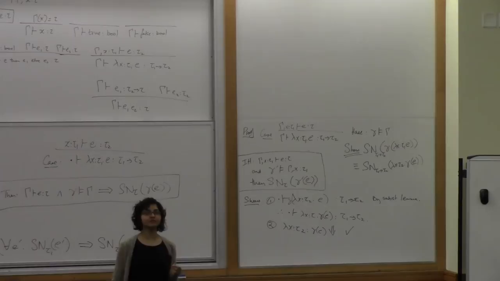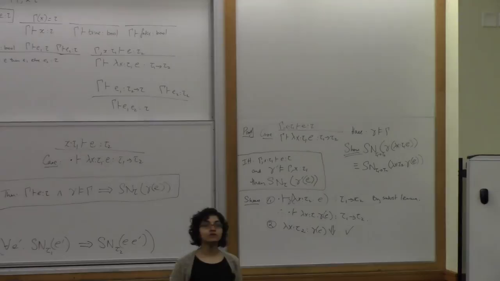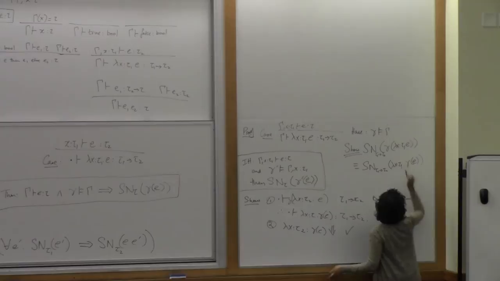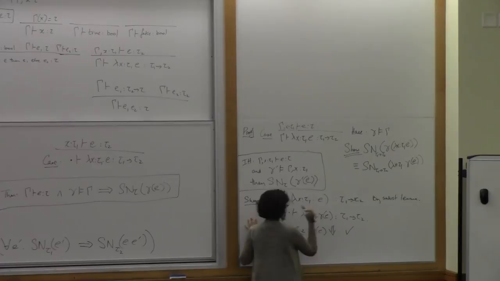Tau 2? I've written it as tau. Oh, you're right. I messed that up. It's a tau 1. This is a tau 1. At some point, I changed the 1 to a 2. Sorry about that. So this is a 1. Let's fix them all. This is a 1. This is a 1. And this is a 1. Thank you for that.